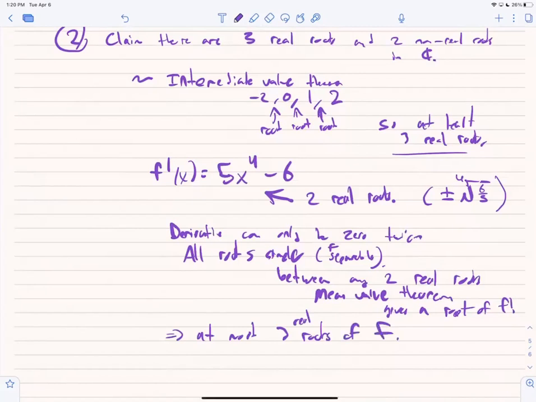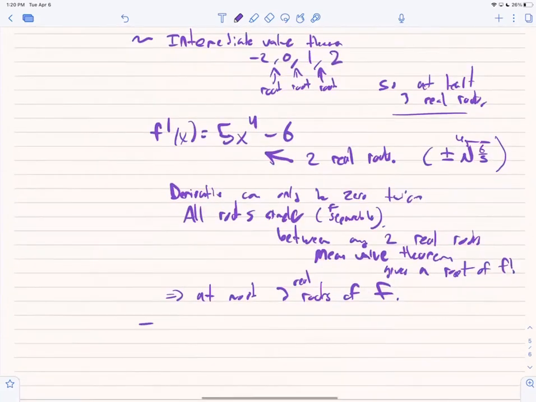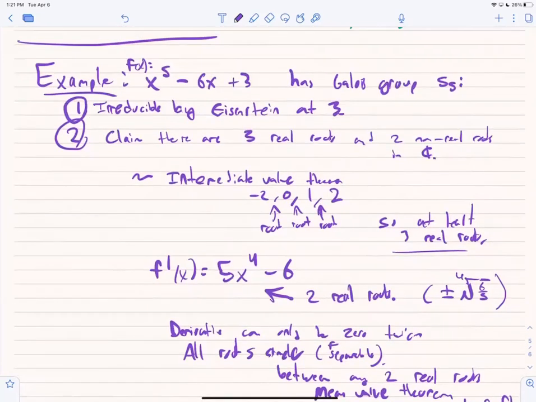So we get a fun application of calculus to understand the number of real roots. But if there are only 3 real roots, then there has to be a pair of complex conjugate complex roots. So f has a pair of complex conjugate complex roots.